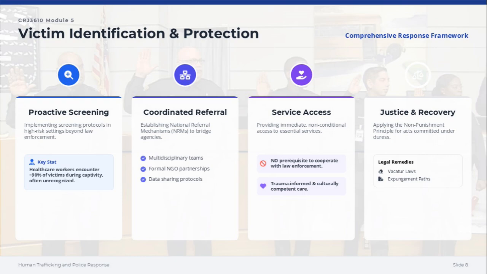Legal remedies, including record clearing and expungement processes, allow survivors to address criminal charges that resulted from their exploitation. A victim-centered approach prioritizes safety, medical treatment, stable housing, and counseling, recognizing that recovery is a long-term process requiring sustained support well beyond the initial rescue.